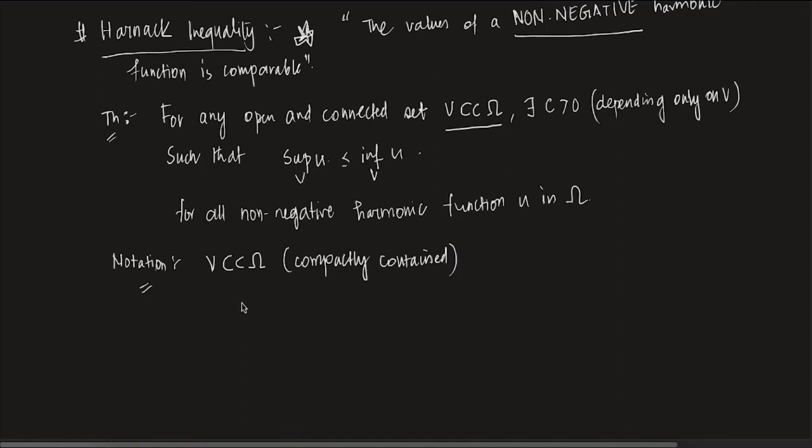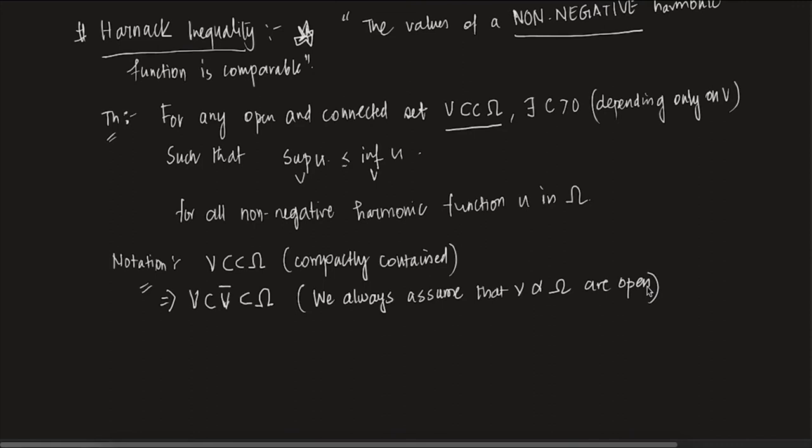Here I'm just writing V, you can take anything you want. Whenever I'm saying it is compactly contained in omega, what I mean is that V is contained in V bar, that is always true, and V bar is contained in omega. Is this clear? Whenever we are writing this, we always assume that V and omega are open.